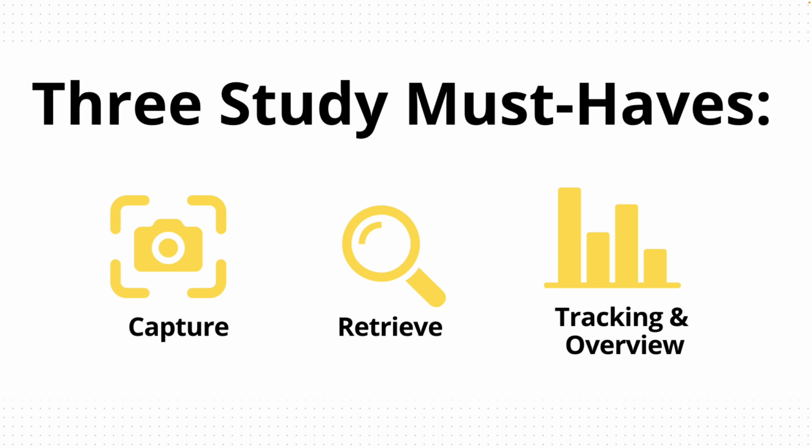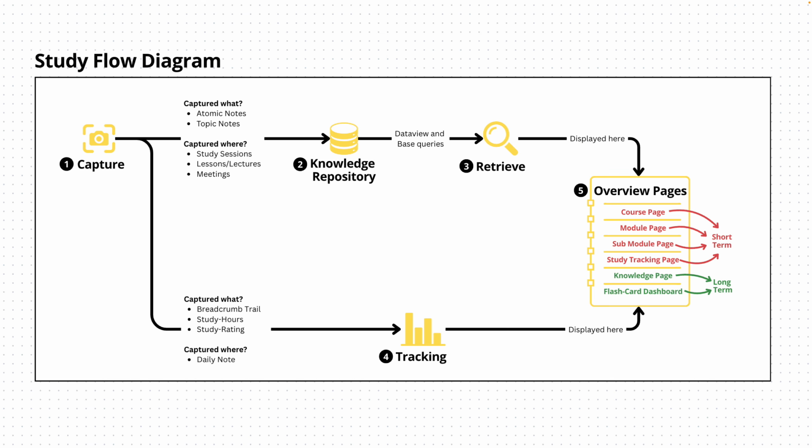What a good study system should allow you is essentially three things. It should allow you to capture things effortlessly, to retrieve that said information effortlessly, and it should also give you an overview of your study progress.